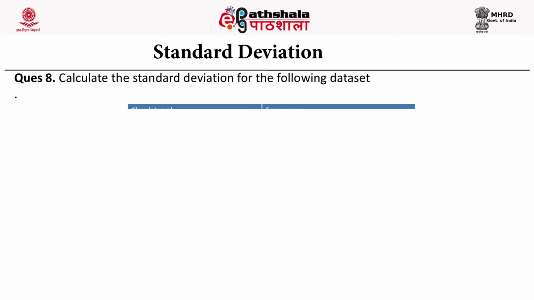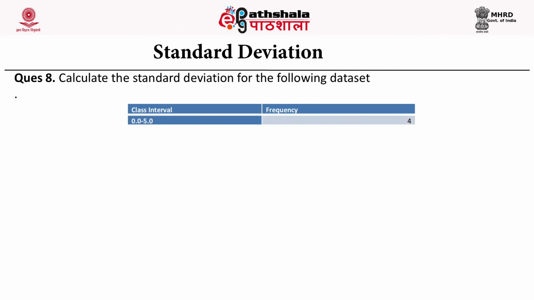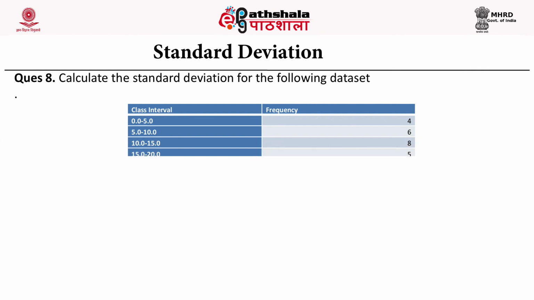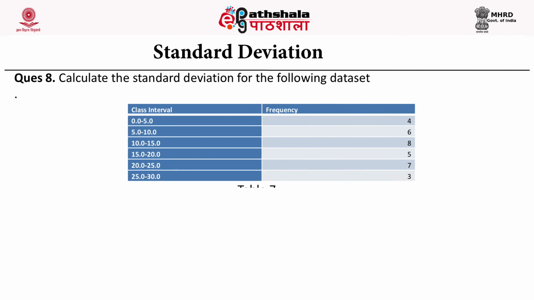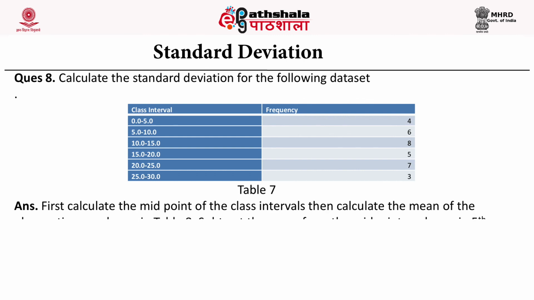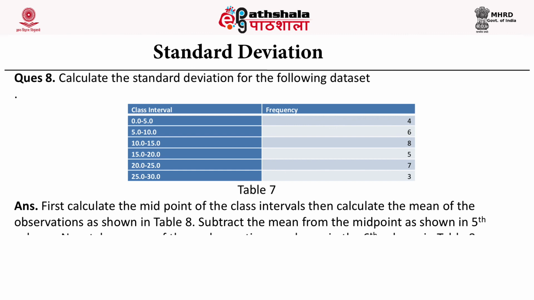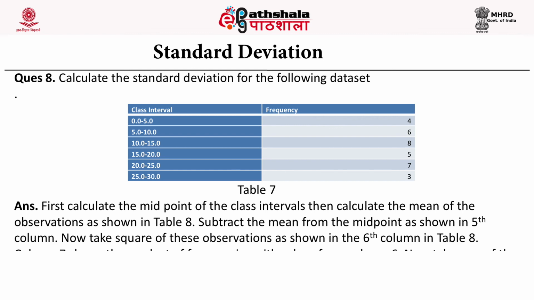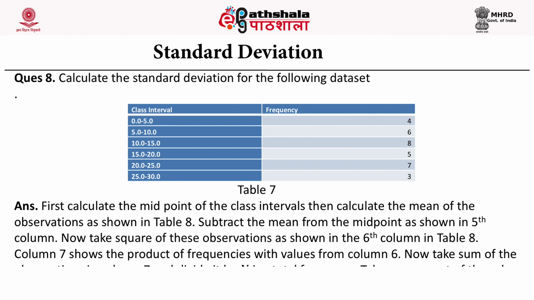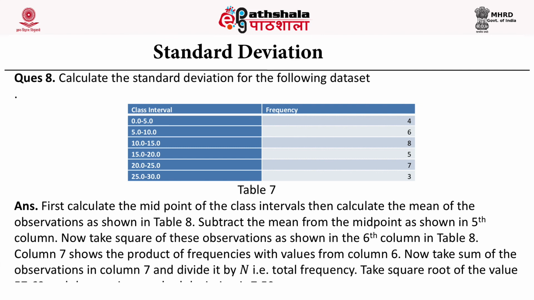Now we will solve for the standard deviation for the grouped frequency data. For that, first calculate the midpoint of the class intervals, then calculate the mean of the observations as shown in table number 8, and subtract the mean from the midpoints as shown in the fifth column. Now take the square of these as shown in the sixth column in table 8. Column 7 shows the product of frequencies with the values from column 6. Now take the sum of column 7 and divide it by capital N, that is the total frequency. Take the square root of the value, which comes out to be 57.62, and the required standard deviation is 7.59.